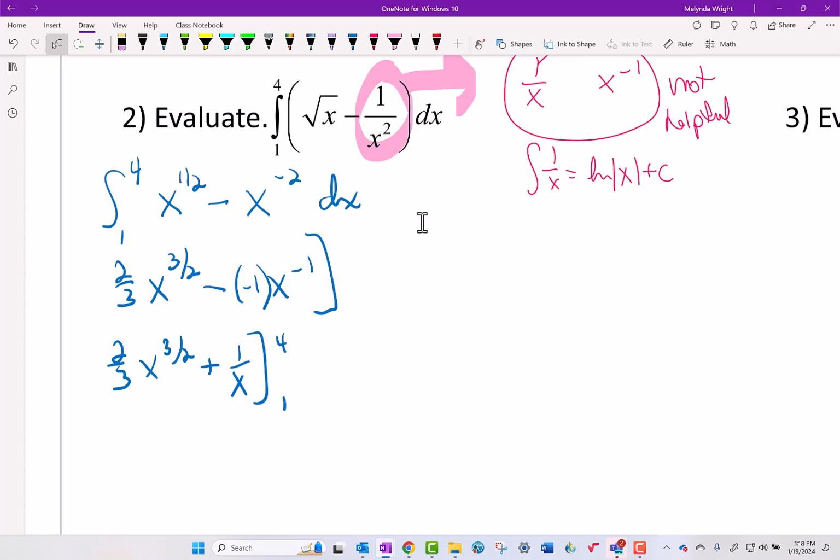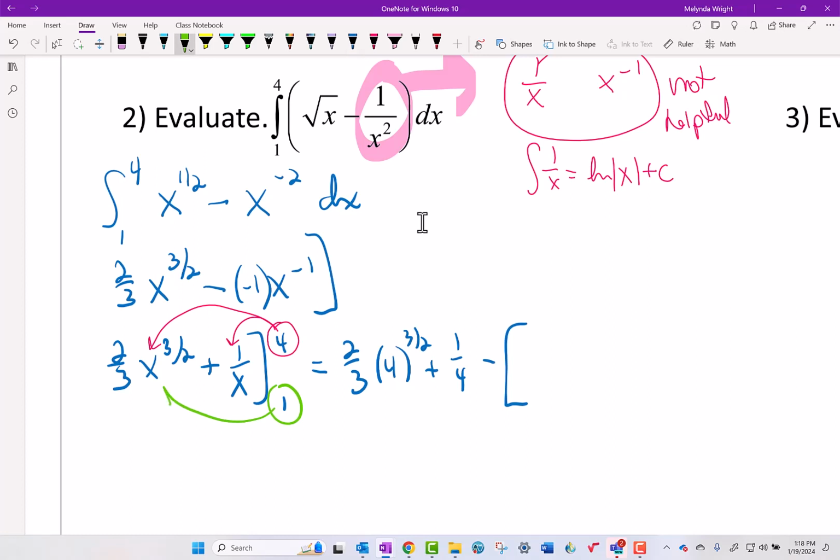How are we doing? Okay, so I'm going to take my upper limit and I'm going to put it where the x's are. Okay, so we've got 2/3, 4 to the 3/2 plus 1/4 minus, and I put my bracket. Now I'm going to take the lower limit and I'm going to put it everywhere there's an x. So I've got 2/3, 1 to the 3/2 plus 1/1.